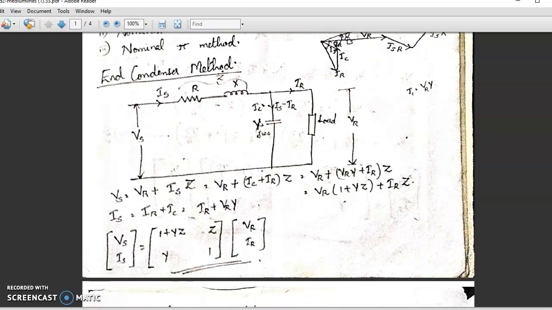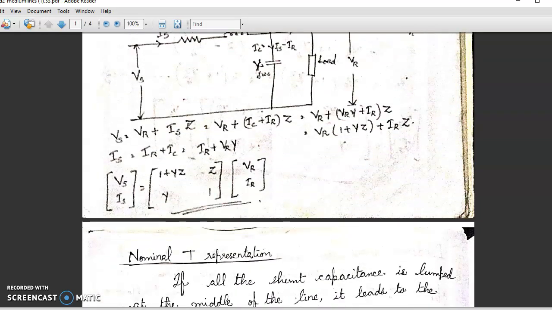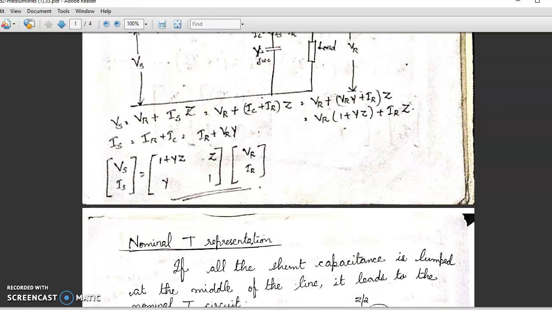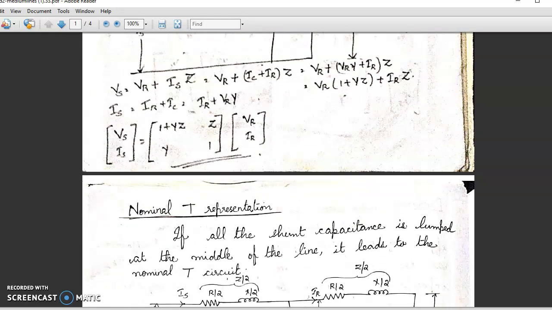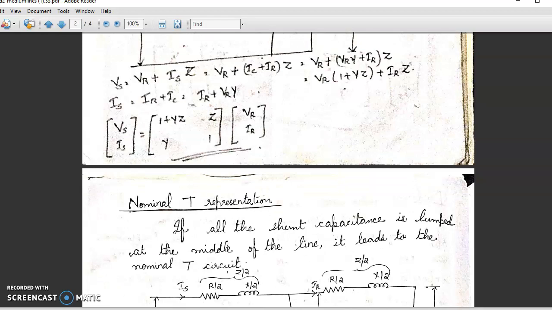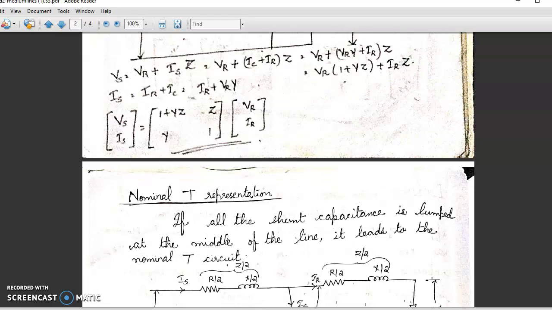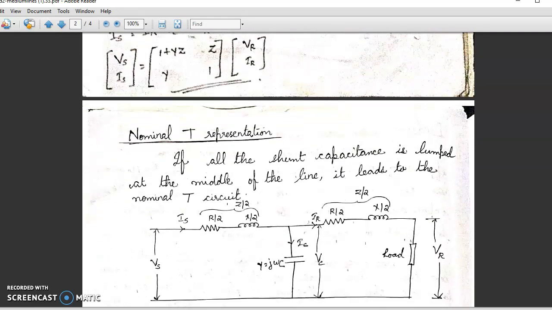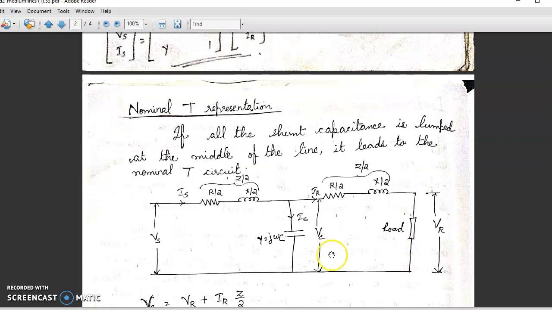Then we have the nominal T representation. The nominal T representation means we have to consider the transmission line in the form of the capital letter T. For that, we will lump the capacitor at the middle of the transmission line.